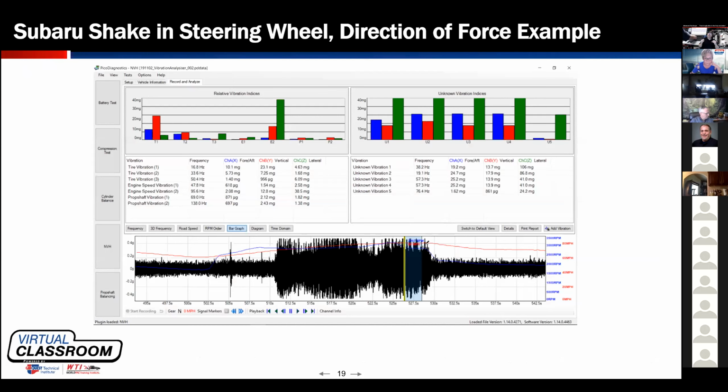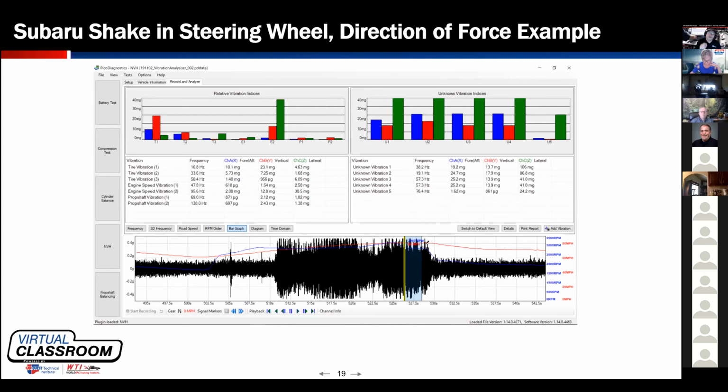Let's take a look at direction as an example now. Now, before you get your hair on fire and go, Adam, I would have found that without this equipment. That's not the point here. The point is this Subaru has a shake in the steering wheel driving down the road. Any of you working on this car and doing a proper front end inspection would have found this. You would have found that it has a loose tie rod end. But take a look at this.